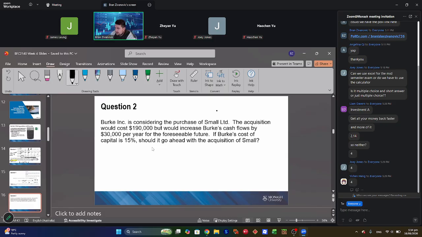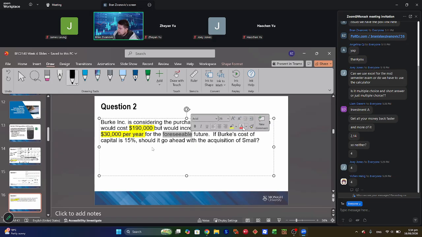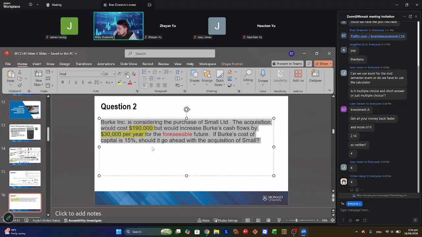Now let's have a look at the next question. Burke Incorporated is considering purchasing Small Limited. The acquisition will cost 190,000, okay? But it would increase the cash flow by 30,000 per year for the foreseeable future. If the cost of capital is 15, should you go ahead with the acquisition? Now I want to pause there for a second. What do we mean by foreseeable future?